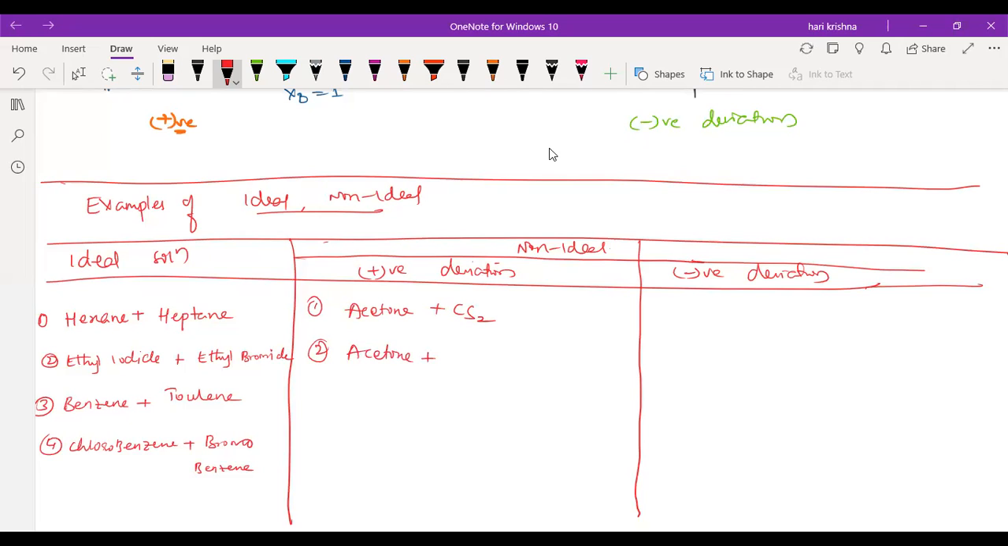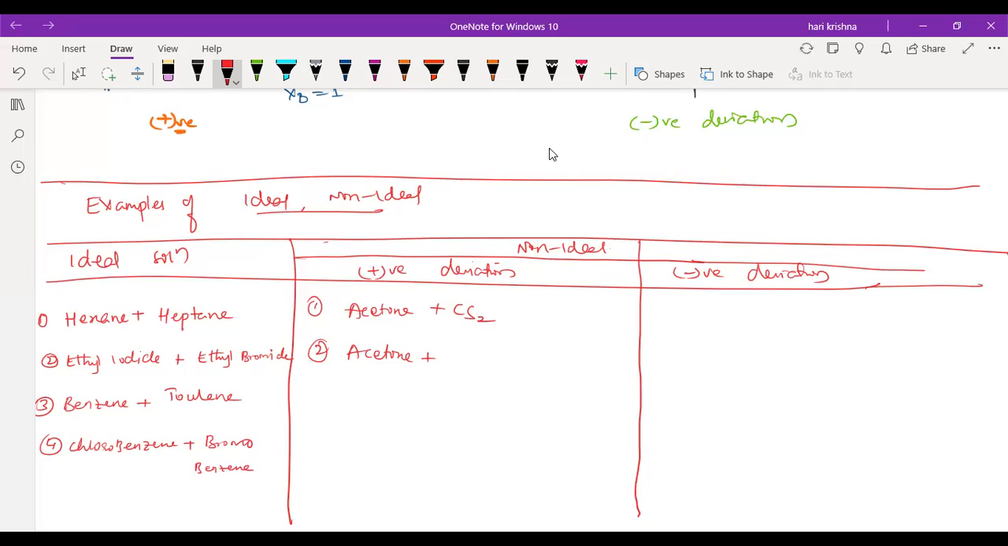So these are the examples. It is compulsory to remember these. There is no other go. So first, ideal solutions are what? Hexane and heptane. Next, ethyl iodide and ethyl bromide, benzene and toluene, chlorobenzene and bromobenzene. So chlorobenzene, bromobenzene, benzene, toluene, ethyl bromide, ethyl iodide, hexane and heptane will form almost ideal solutions.